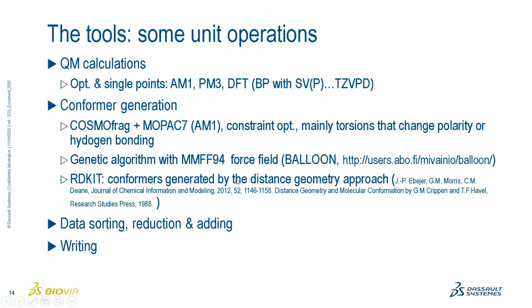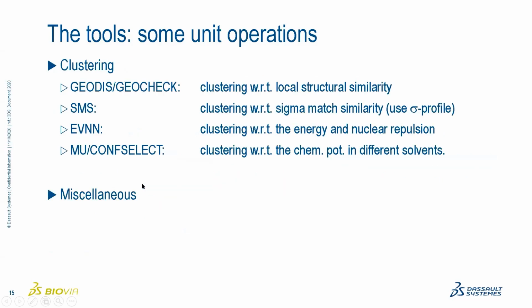Then, of course, you also need some other tools like data sorting and reduction and adding and writing, and quite important, clustering. So you have to narrow down the number of conformers. This is what we are doing in the clustering. So we have different types of clustering. The first ones, GeoDis and GeoCheck, are two methods which use the local structural similarity.